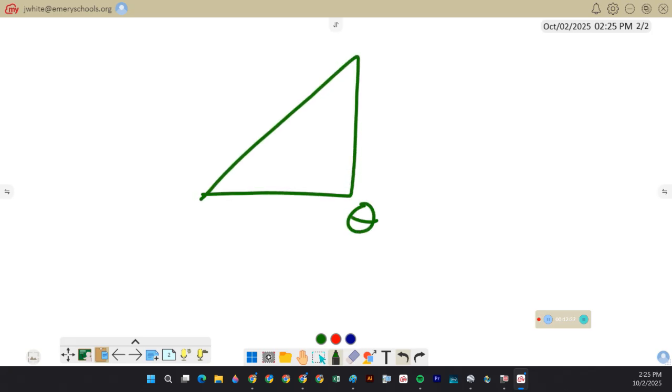So let's do this, I don't know how to draw that one. And let's put theta there. Theta's the right angle. So now label A, O, and H. So H is right.